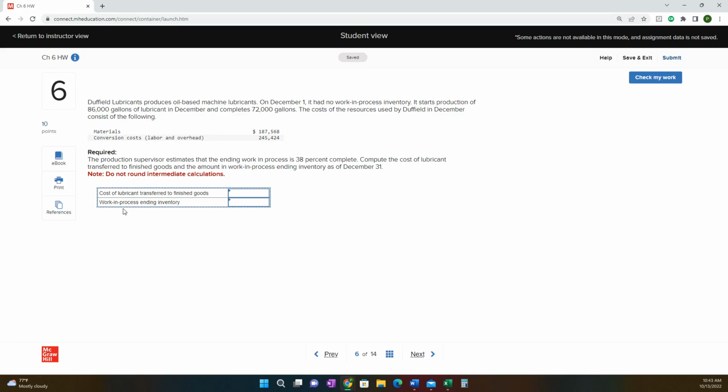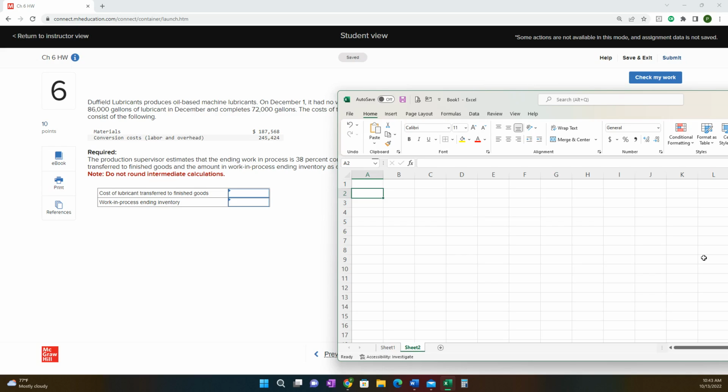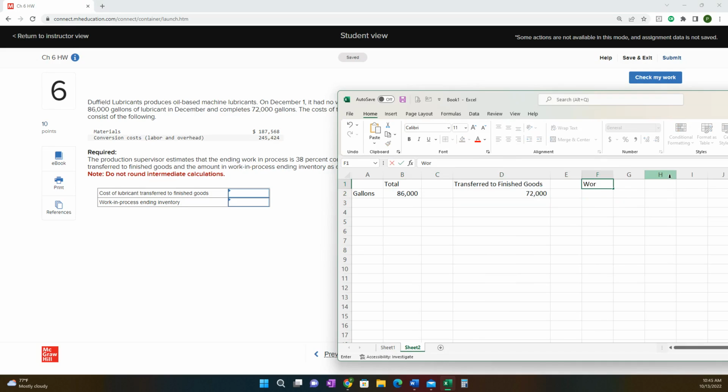Now there's many ways to do a computation like this, but I'm going to use Excel to keep things straight. So first we'll put the number of gallons that were completed. The total gallons was 86,000. We know that 72,000 was transferred to finished goods. But what's remaining in work in process is the 86,000 minus the 72,000, and we get 14,000.